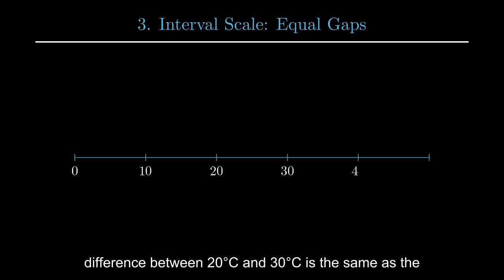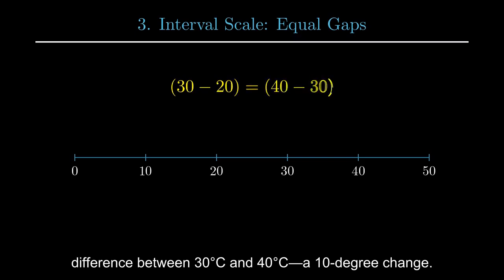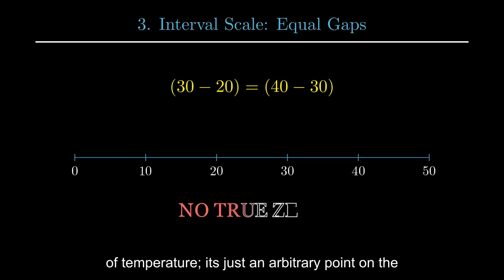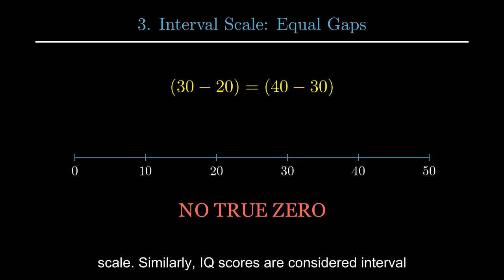The difference between 20 degrees Celsius and 30 degrees Celsius is the same as the difference between 30 degrees Celsius and 40 degrees Celsius, a 10-degree change. Yet 0 degrees Celsius or 0 degrees Fahrenheit doesn't signify the complete absence of temperature, it's just an arbitrary point on the scale. Similarly, IQ scores are considered interval data.